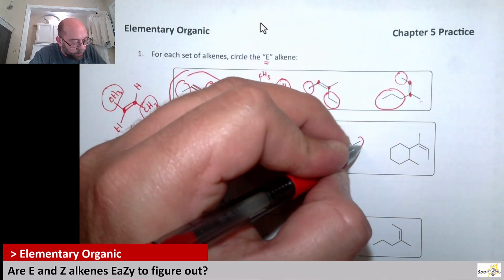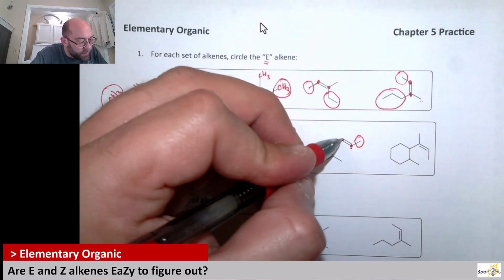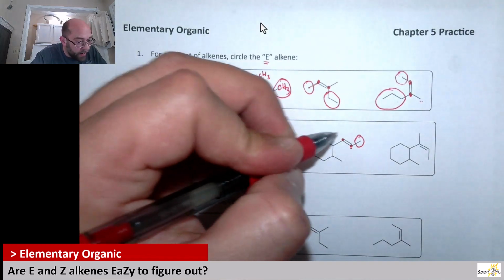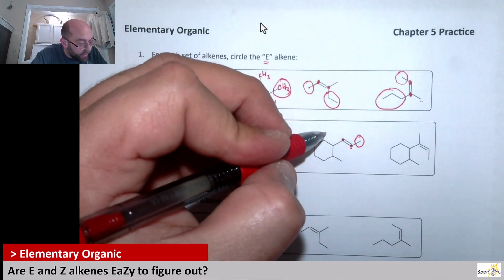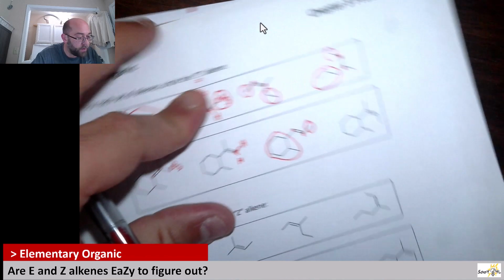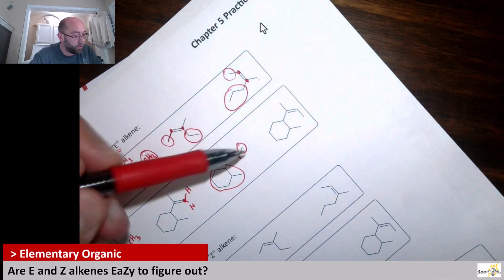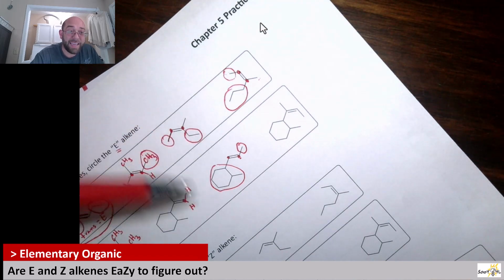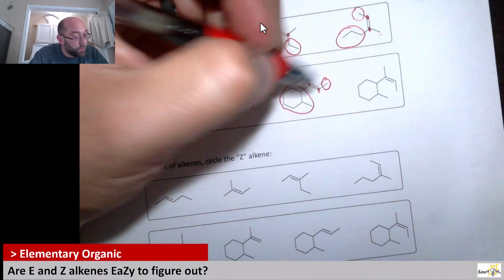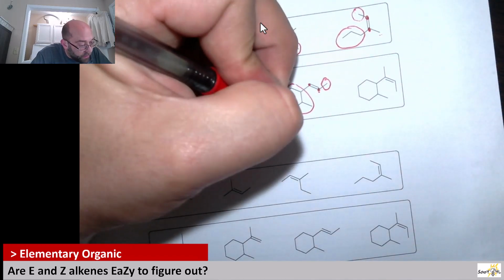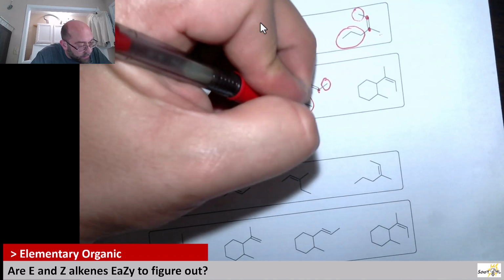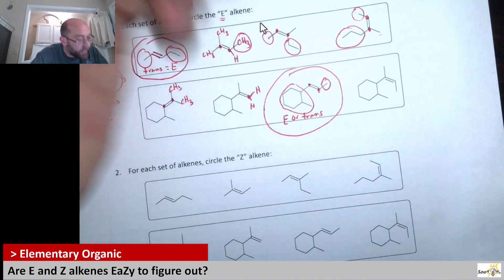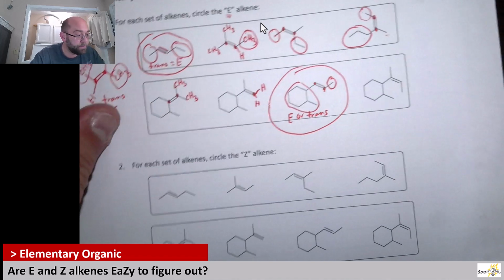Now if we look here, at this double bond, this carbon has a methyl and an understood hydrogen, so that's automatically the higher priority group. This carbon has that whole ring and an understood hydrogen, so that's the higher priority group. And if I turn it this way, you've got a methyl on the top, and then you got this big old ring on the bottom. They're on opposite sides of the double bond. So this one we could call either E or trans, and so I'm going to circle it because I have to circle the E ones.